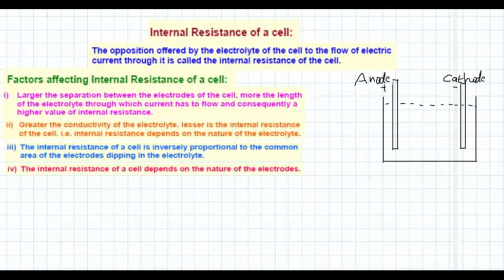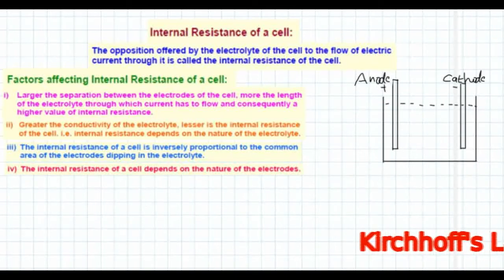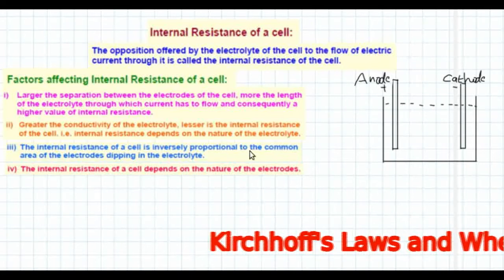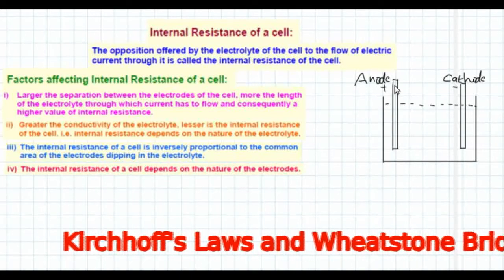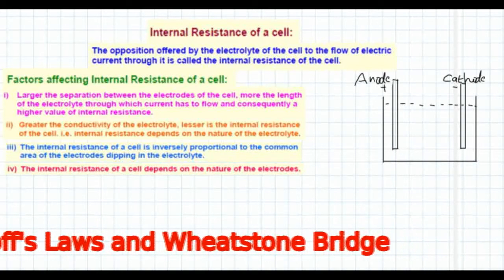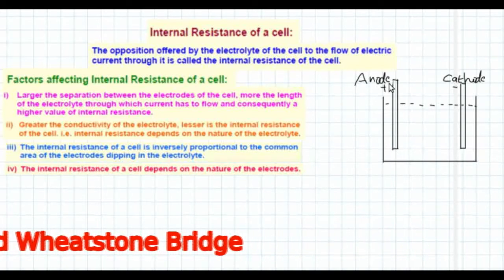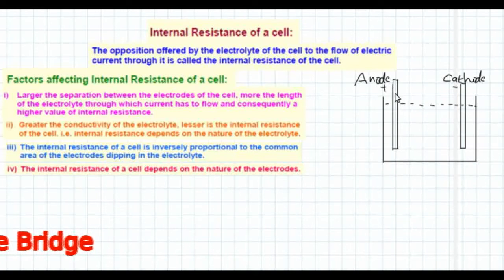Internal resistance of a cell depends on the nature of the electrodes. Sometimes there will be electrodes which have more conduction property, so that will enhance the conduction. That means it will decrease the internal resistance. And if the electrodes have less conduction property, then it will increase the internal resistance. So these are the four factors that influence the internal resistance of a cell.